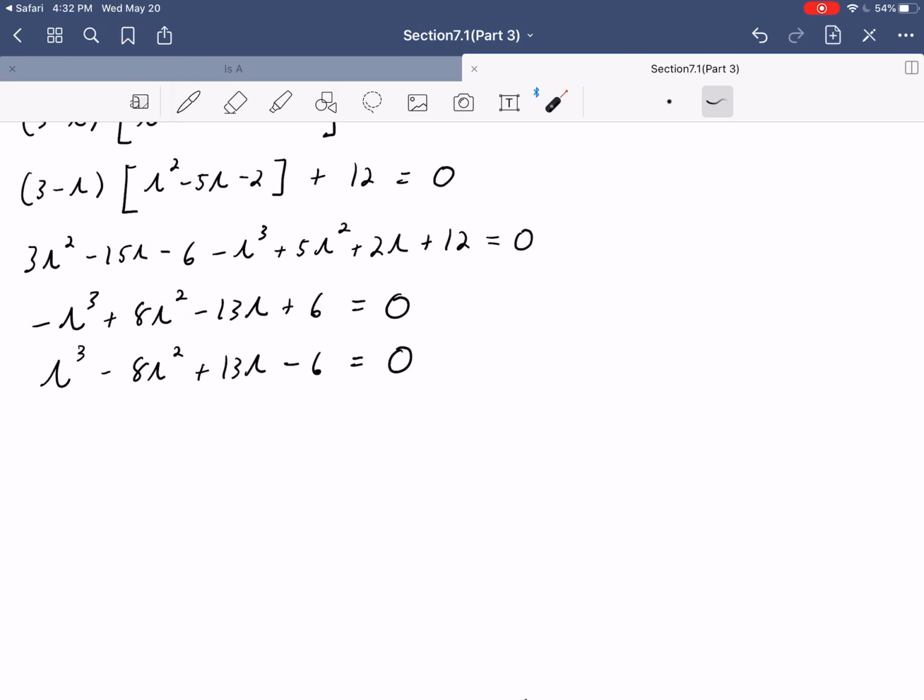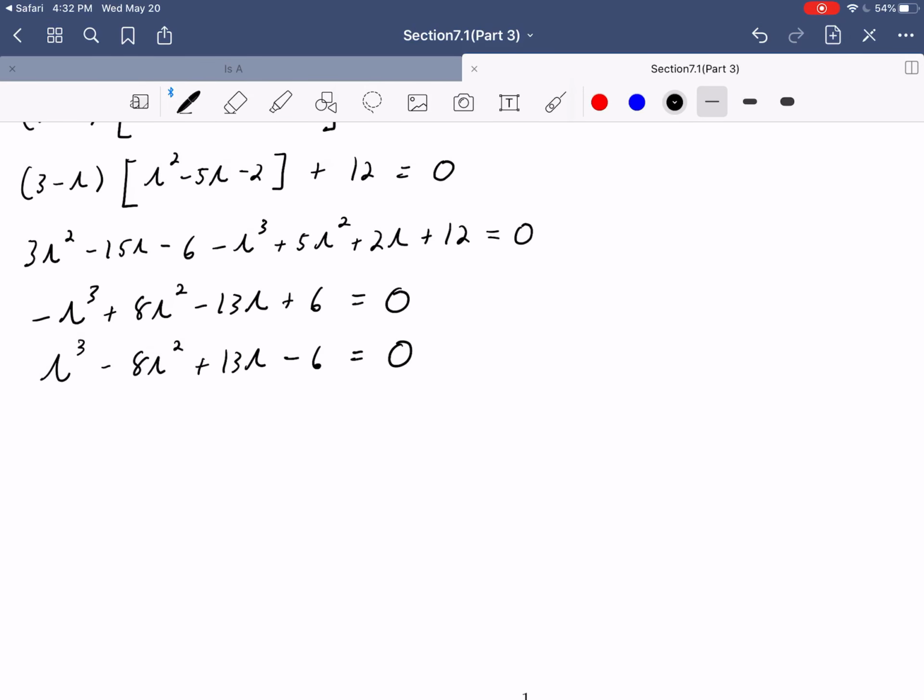So we've got things like 1, 2, 3, and 6. If you think about 1, if we use lambda equals 1, we'd get 1 minus 8, so that would be minus 7 plus 13, which would be 6. Minus 6 would be 0. So lambda equaling 1 should be a root, so lambda minus 1 should be a factor.